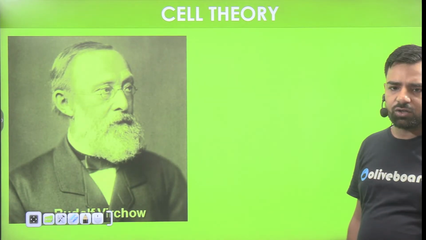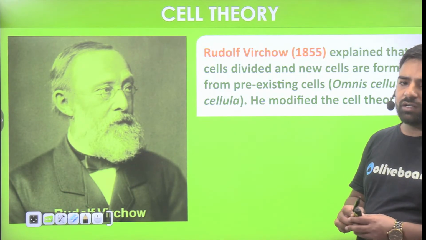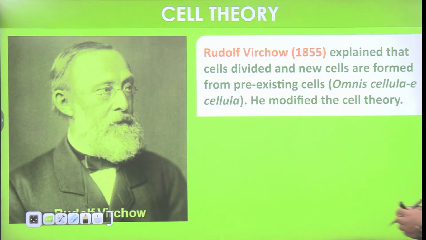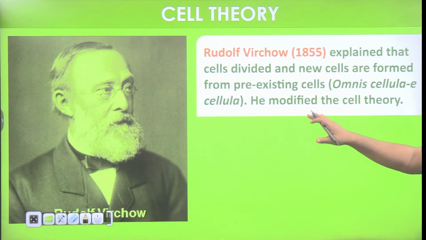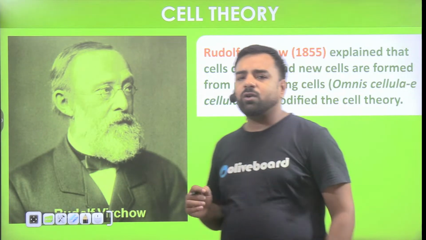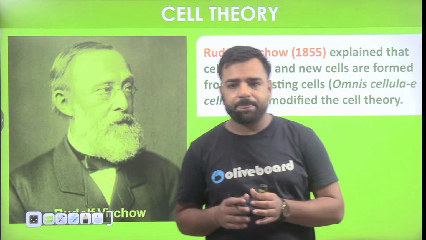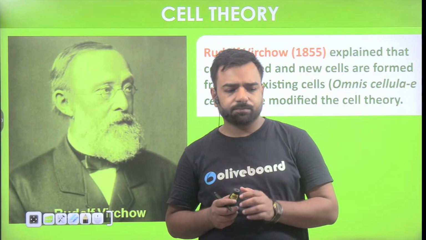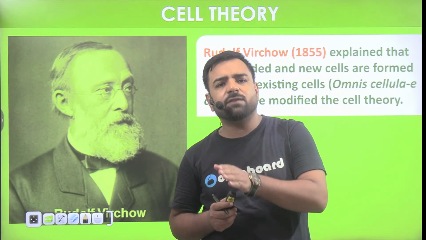He is Rudolf Virchow. Rudolf Virchow in 1855 explained that cells divide and new cells are formed from pre-existing cells. So he actually modified the cell theory. According to him, all the living organisms are made up of cells. One more thing that you must remember, cells actually are made from pre-existing cells.